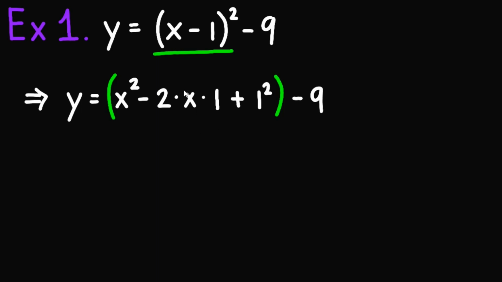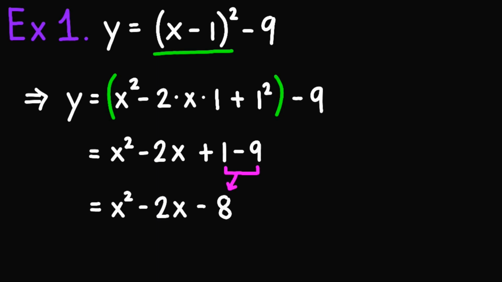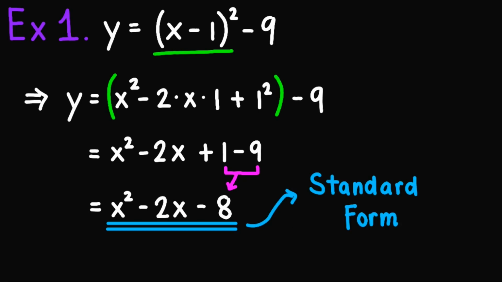So this will be our equation. After that, let's simplify this. So we'll have x squared minus 2 times x times 1 will be equal to minus 2x, and then 1 squared is just simply 1. Adding 1 and negative 9, we'll obtain x squared minus 2x minus 8. Observe that this out here is already in its standard form. And so we had successfully converted this given vertex form of a parabola into the standard form equation.